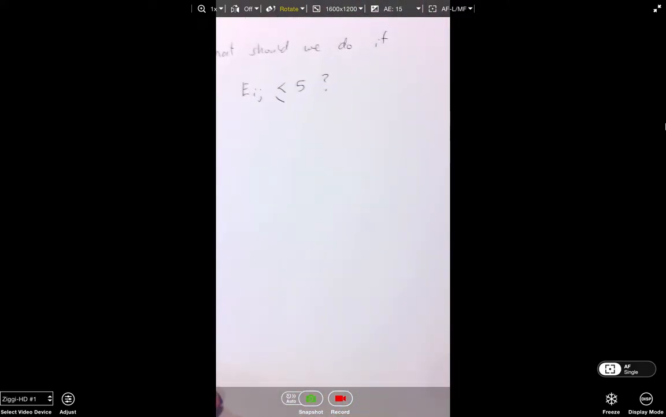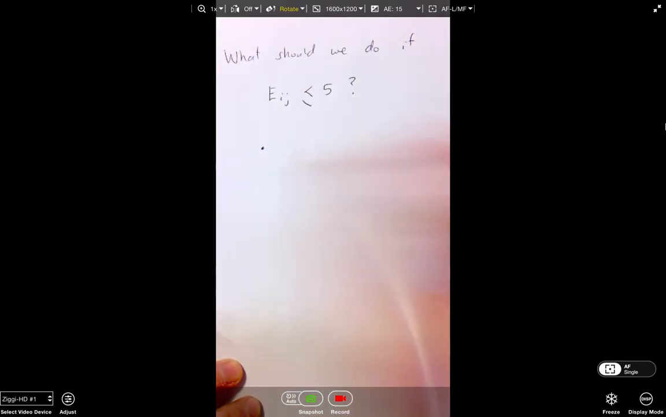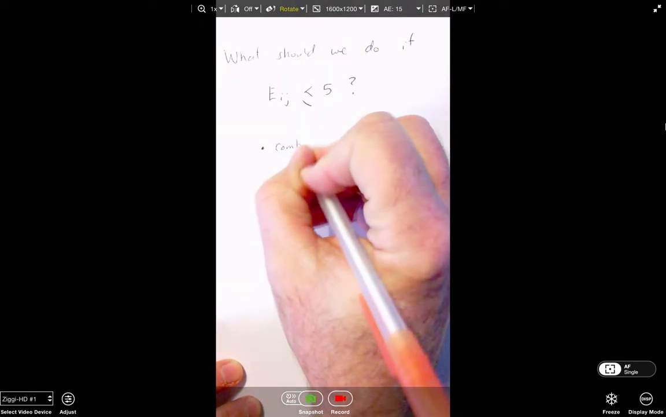And actually that's less than or equal to, right? So what should we do if we come up with an expected cell count less than or equal to 5? Well, a couple things could happen. First of all, we could combine groups.